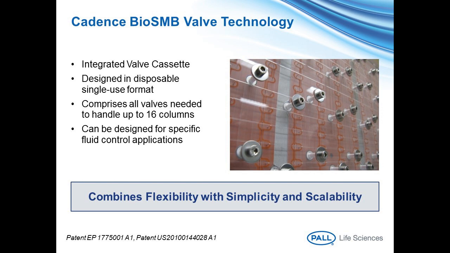The way we do that in Bio-SMB technology is by using a valve cassette that comprises all the valves to direct all the different incoming liquids to various columns. That valve is designed as an integrated cassette so that it could be very easily translated into a single-use device. That's a single-use item containing all the valves required to direct all the different process solutions into different columns, connect columns to each other, and retrieve effluents from the different columns into either product, waste, or whatever other effluent we have.